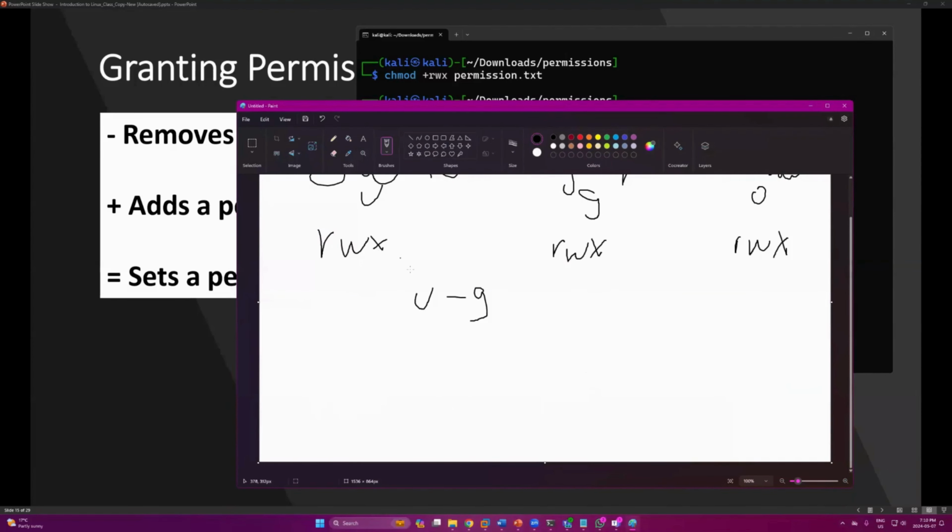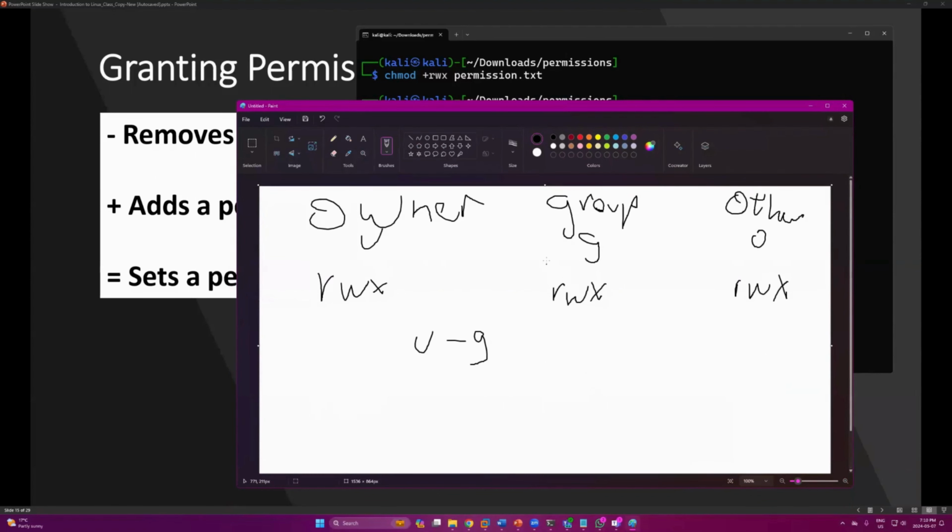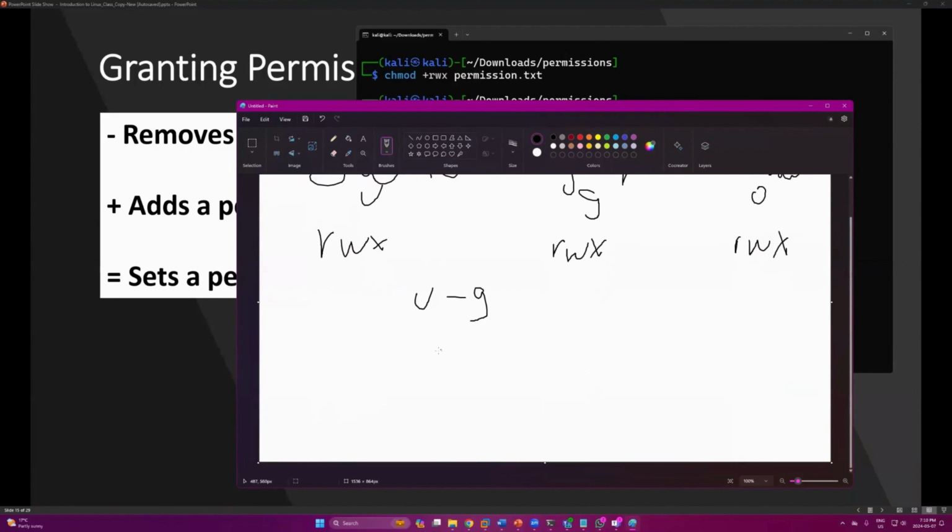It'll cancel out, basically, no? I think it cancels out the group, because it's minus G, right? I thought both, since they're the same, both the owner and the group should just equal 0. No. So it will be dash, dash, dash, and then RWX. Yeah.